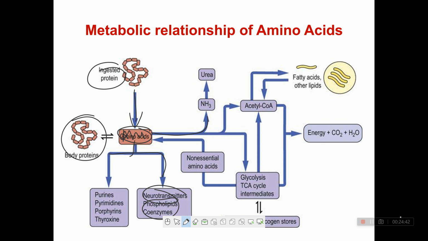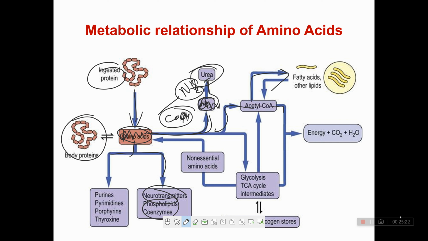Now what happens to this amino acid? This amino acid releases the amine group, because protein contains NH2 and COOH groups, right? So after degradation, the amino acid releases NH3. This NH3 is converted into urea. And during the degradation of the protein, acetyl coenzyme A will be released. After the release of acetyl coenzyme A, the fatty acids and other lipids will be released.